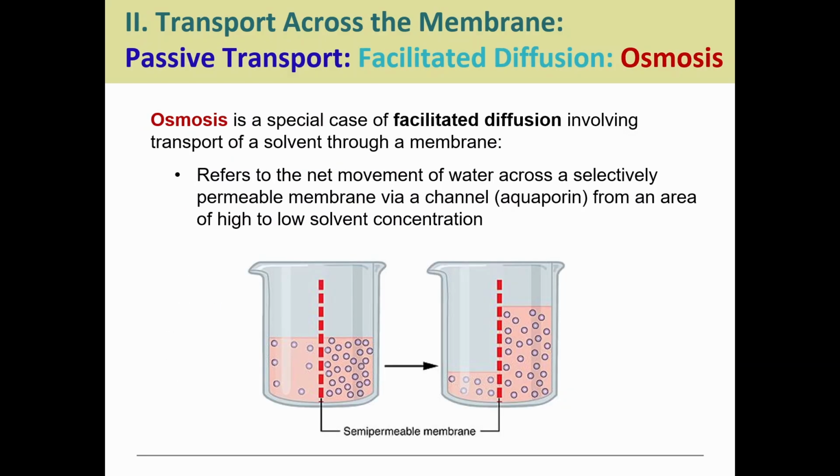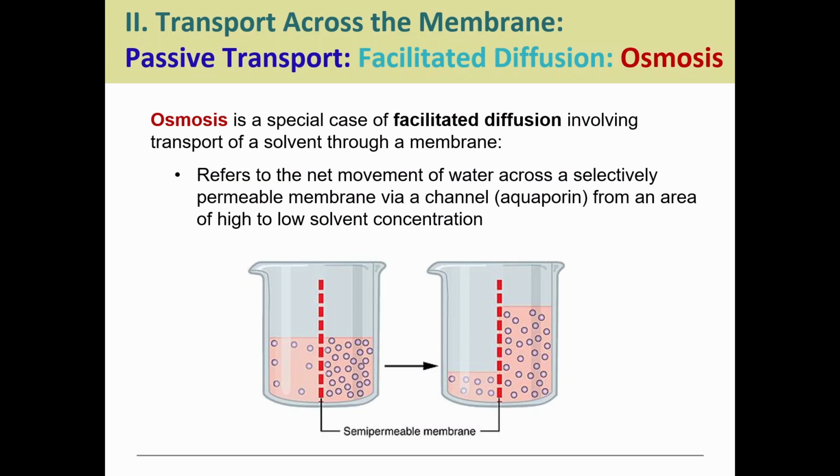Now, osmosis is a specific case of facilitated diffusion, but this is where the solvent is moving, in this case water, rather than the solute. So water is going to move rather than the solute moving. Everything we've talked about up until now, we've talked about solutes moving, like salts and glucose, all sorts of stuff like that. But now we haven't really talked about the movement of water.